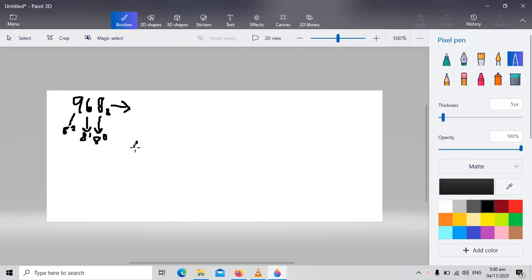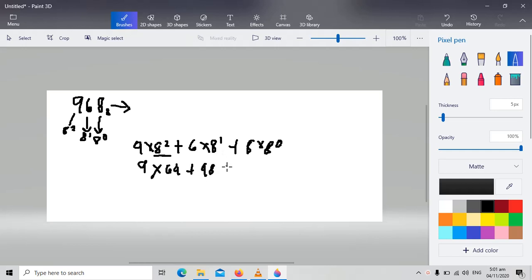So 9 times 8 to the power of 2, plus 6 times 8 to the power of 1, plus 8 times 8 to the power of 0. Do the same process again. Multiply the values. 9 times 64, plus 48, plus 8 times 1.